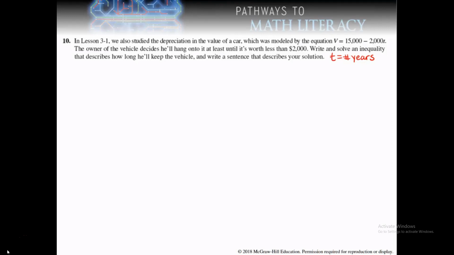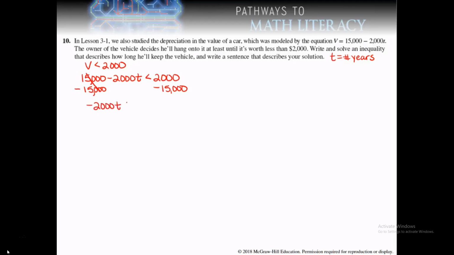Well, that means that he's going to hold on to this until the value of the car is less than $2,000. We have a formula for V, the value of the car, and that is 15,000 minus 2,000t. So that's less than 2,000. Now we'll go ahead and solve that. First thing I need to do is subtract 15,000 from both sides. And that's going to give me negative 2,000t less than negative 13,000.